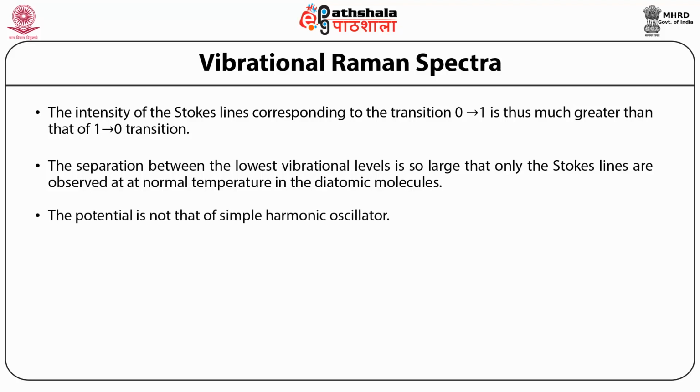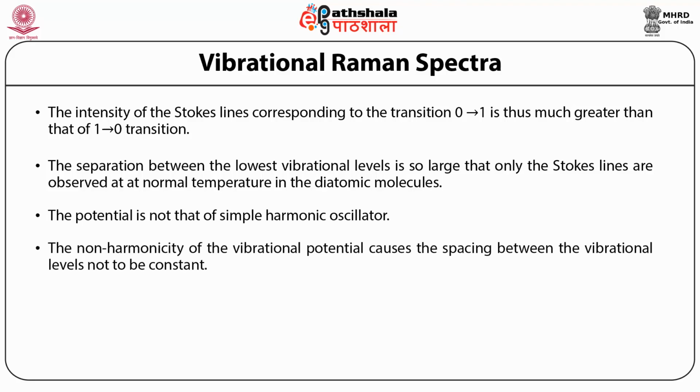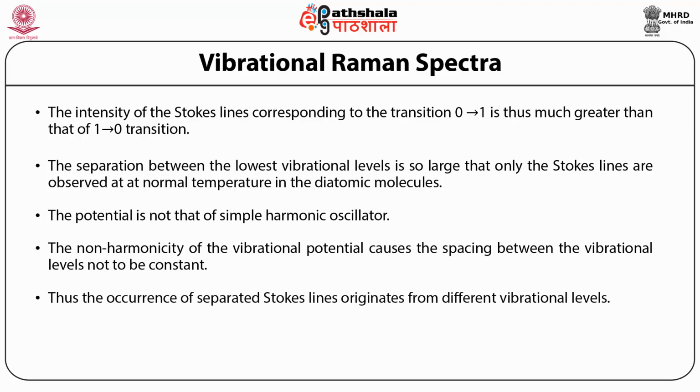The potential is not that of a simple harmonic oscillator. The non-harmonicity of the vibrational potential causes the spacing between the vibration levels not to be constant. Thus, the occurrence of separated Stokes lines originates from different vibrational levels.